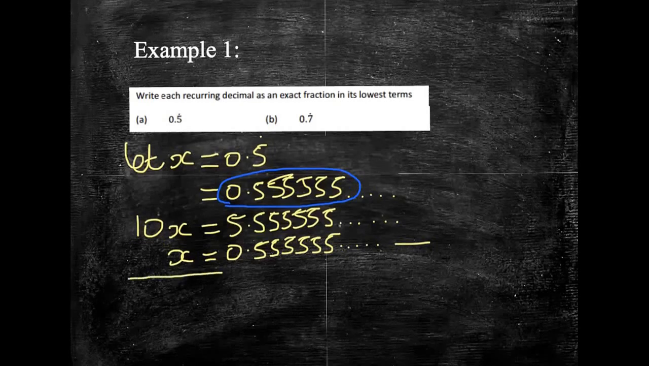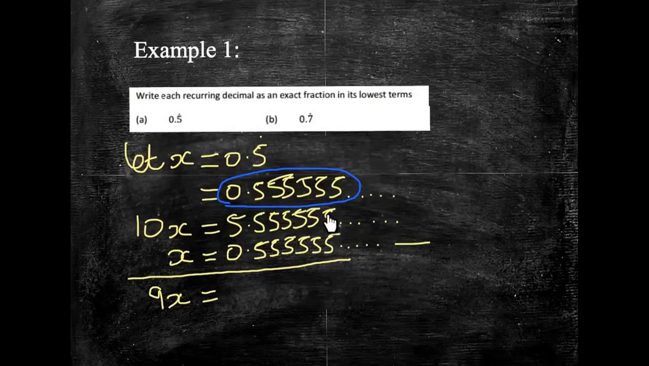If I do a takeaway now, then 10x minus x leaves me with 9x. Don't make a silly mistake at this point and think that 10x minus x is just 10. You're going to lose lots of marks by doing that. 10x minus one of the x's is 9x. And that equals, well, starting at the left hand side, 5 take 5 is nothing. 5 take 5, nothing. 5 take 5, nothing, and so on, until I get to 0 from 5, which just leaves me with 5.